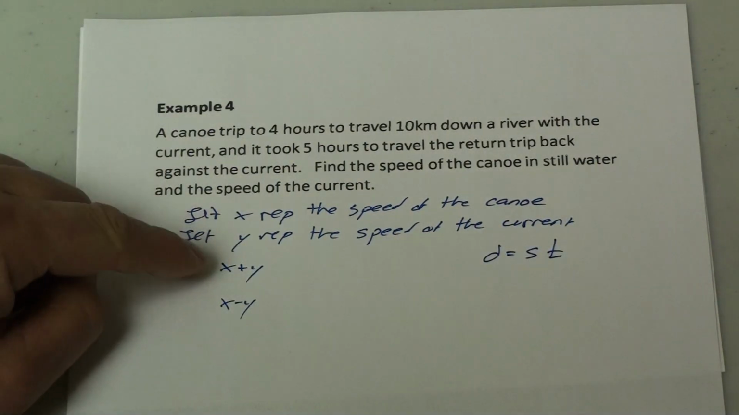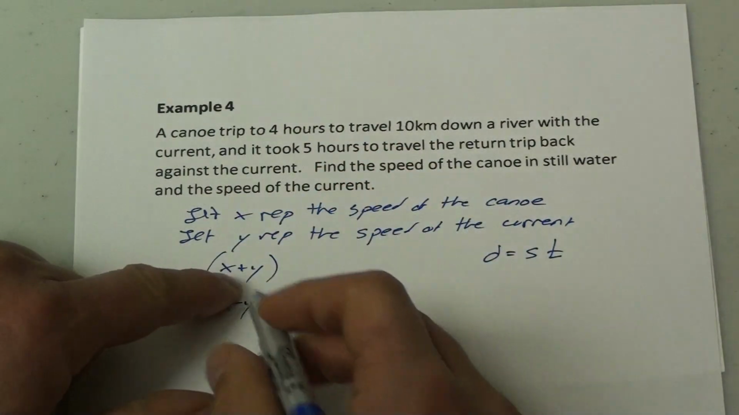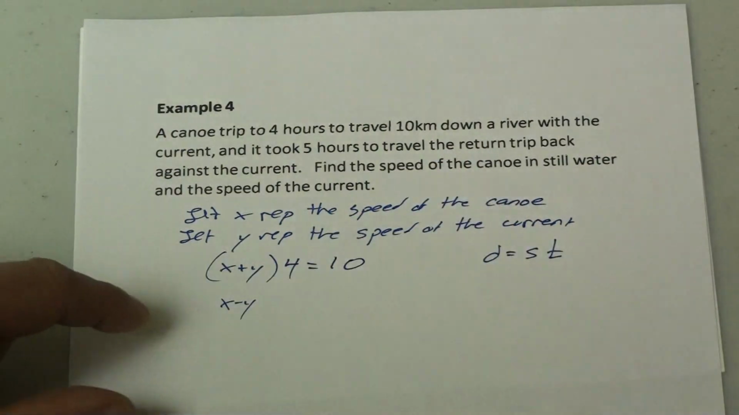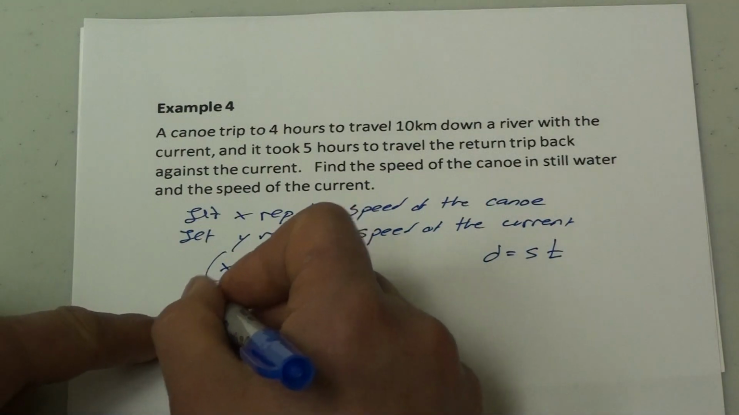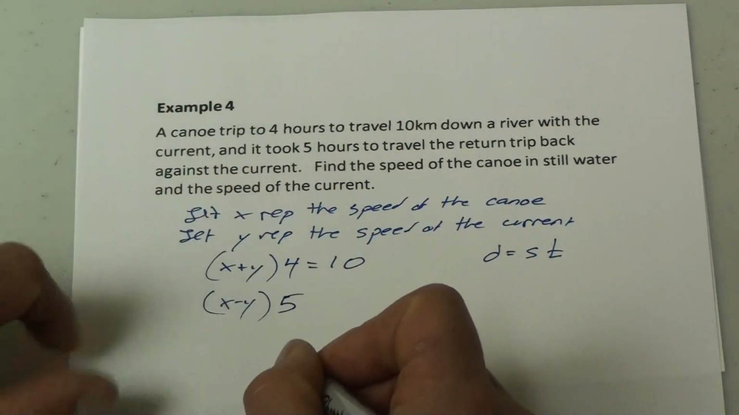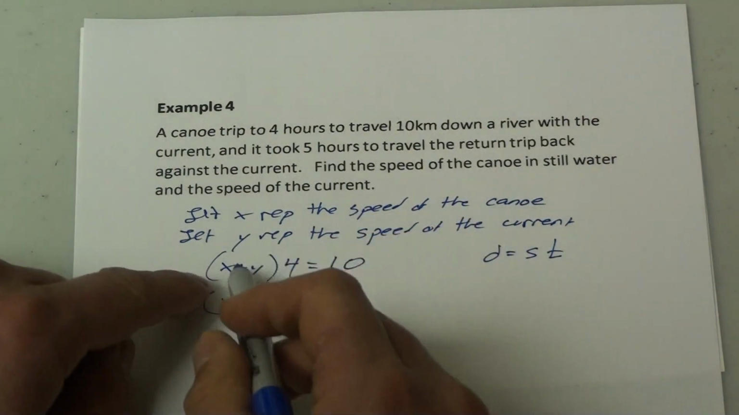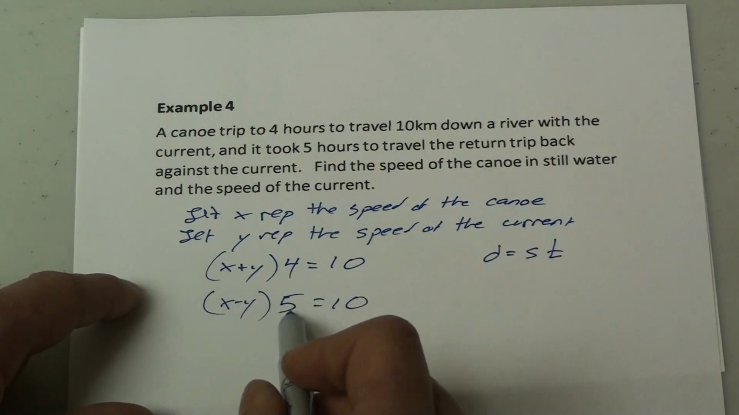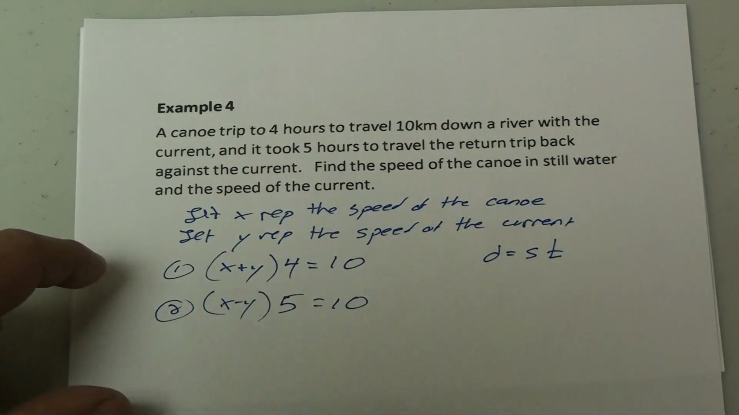Okay, so my x plus y is my speed. My time when it was going with it is 4, and it's going to equal a distance of 10. And when working against it, my speed is x minus y because it's going slower. It took a longer time. It took 5 hours, but it went the same distance. Okay, so both these equations are speed times time equals distance. Equation 1, equation 2.